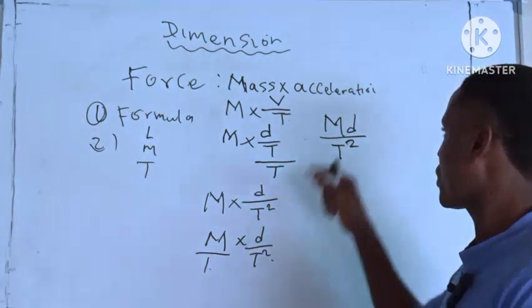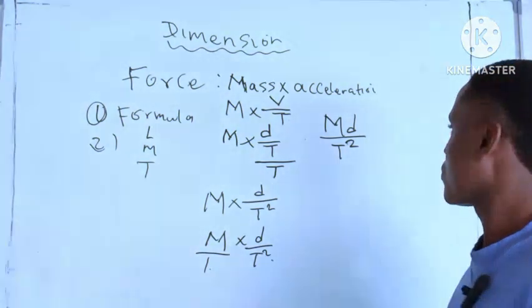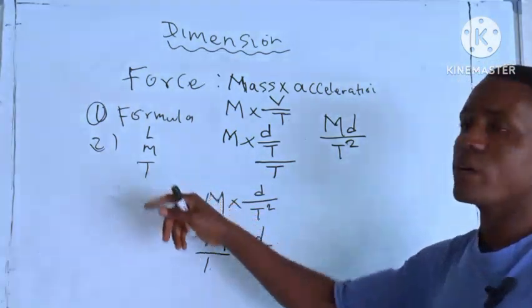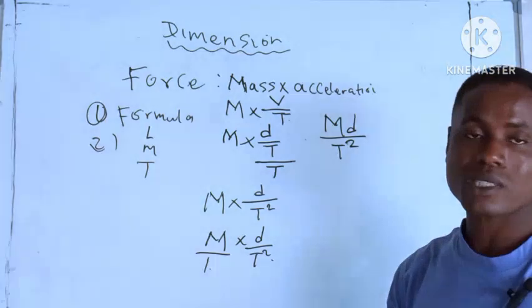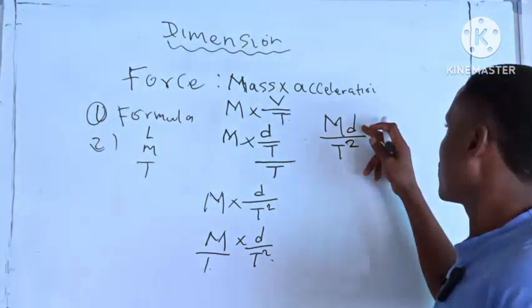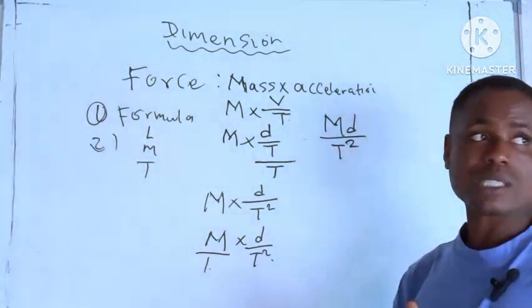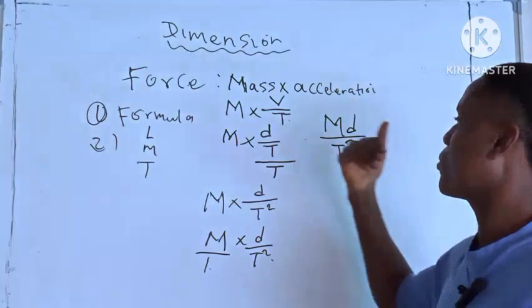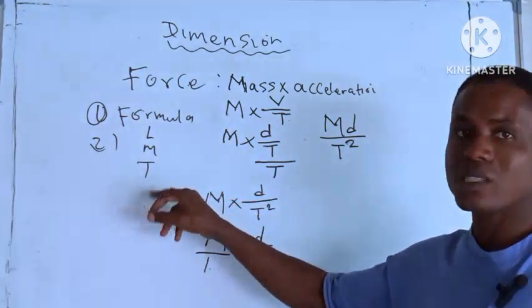Do we have m? Yes, m is here, so we are done with m, right? Do we have time, which is t? Yes, we have t here, isn't it? But is d here? D is not here. So this and this stand for what? Displacement, right?